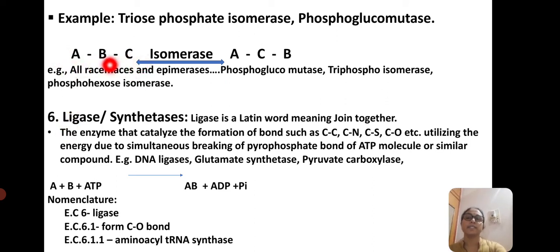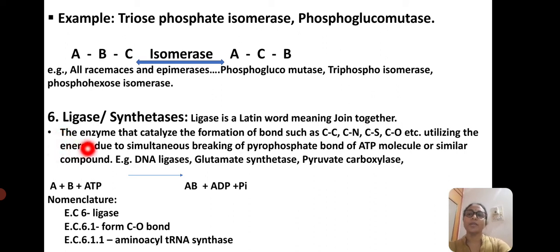We can see here, this is the substrate which is going to shift the C from the last position to the middle position. Likewise, the intramolecular shifting of the atoms takes place. Then the last but one, that is the sixth major class, ligases or synthetases. It has come from the Latin word ligase, meaning joining together. Till the fifth class, we saw only the cleavage or breakdown of bonds, but ligases are nothing but synthetases. They are going to join the bonds between the substrate molecules, and they will synthesize a new molecule.